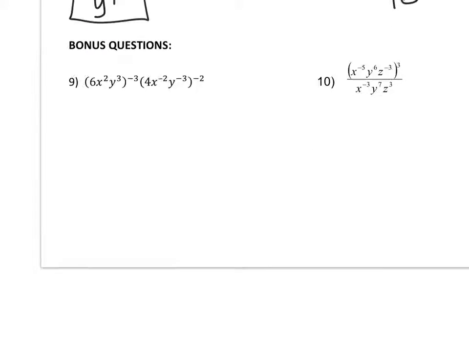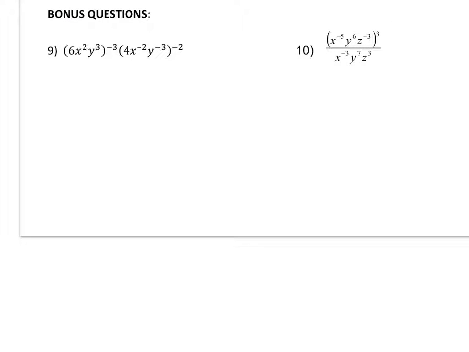All right, let's quickly work through these bonus problems. In the first one, you have a power to a power situation, and you're multiplying by another power to a power situation. So you must apply the power of negative 3 to everything in this set of parentheses, and the power of negative 2 to everything in this set of parentheses.